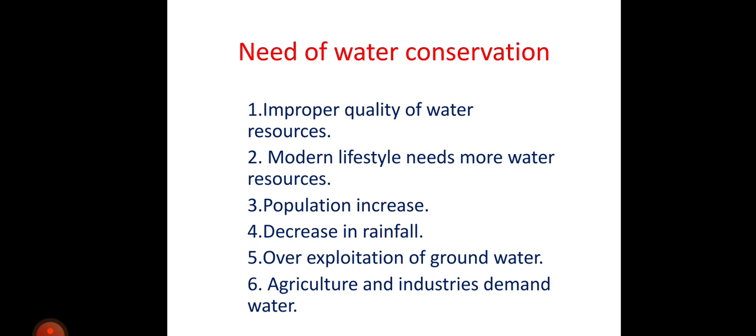Number three, increase in population. Number four, decrease in rainfall. Number five, over exploitation of groundwater. Number six, agriculture and industries which demand water.